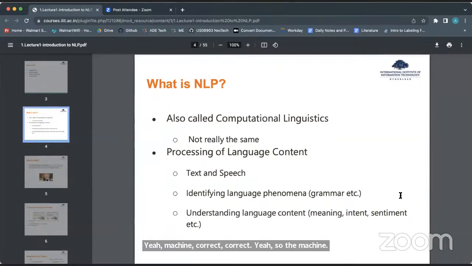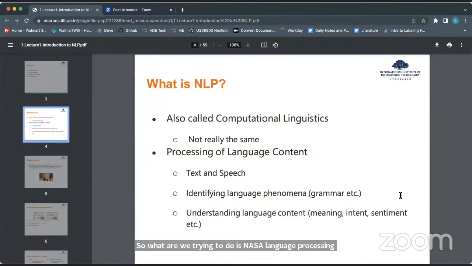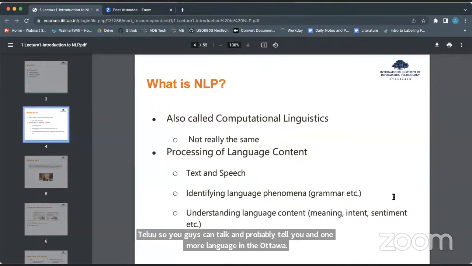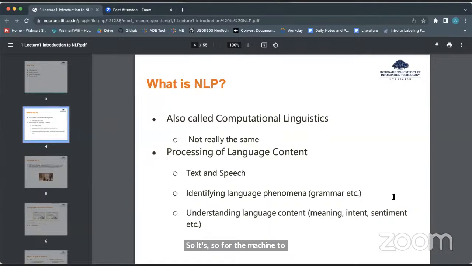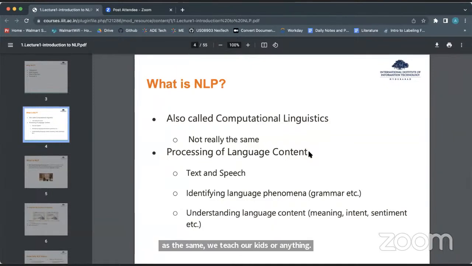So what we're trying to do is natural language processing is nothing but letting the machines, the computer, understand our language. So we talk in various languages. So I can talk in Telugu. So you guys can talk in probably Telugu and one more language, Hindi or Tamil or Malayalam. So for the machine to understand our language, we need to teach the machine the same way we teach our kids or anything. So how exactly do we do that is basically the natural language processing that we learn.